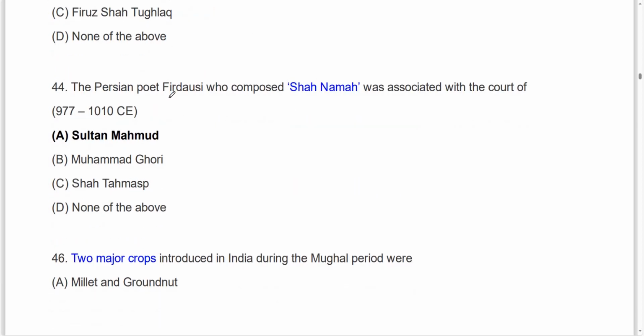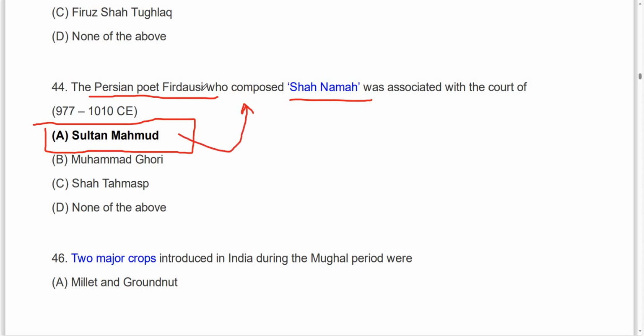Moving on to the next, the Persian poet Firdausi, who composed Shahnama, was associated with the court of Sultan Mahmud. Shahnama was composed by the Persian poet Firdausi, 977 to 1010 CE, and he was there at the court of Sultan Mahmud. So basically, the Persian poet Firdausi, who composed Shahnama, was at the court of Sultan Mahmud.